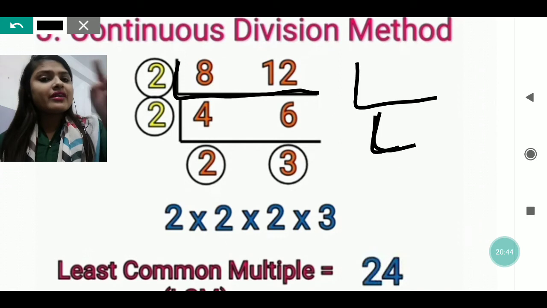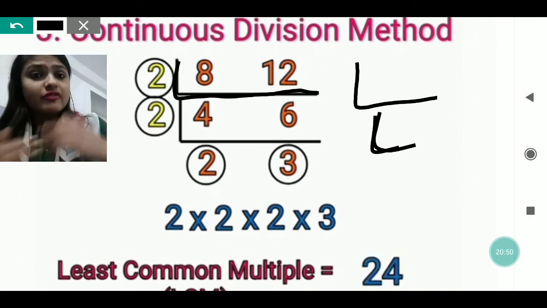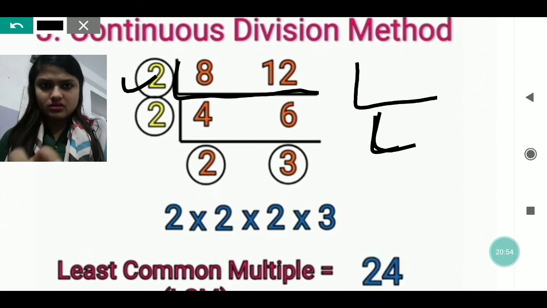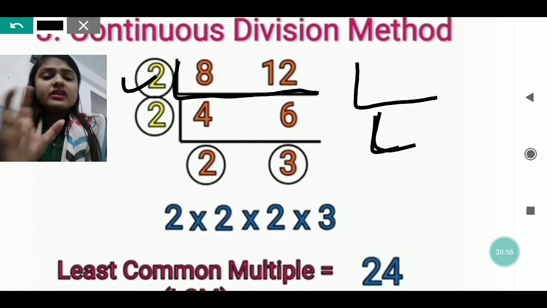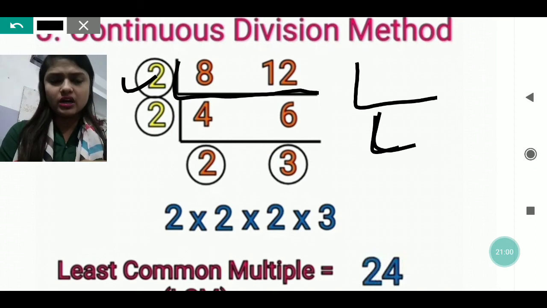And 8 and 12 we will write together, and we will see which is the common number with which we can divide both the numbers. We have to divide it. So 2 is the least prime even number with which we can divide 8 as well as 12.